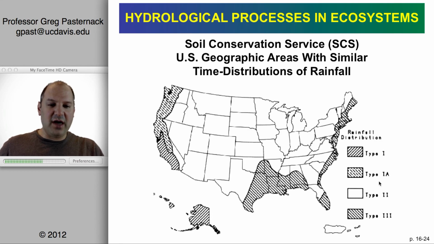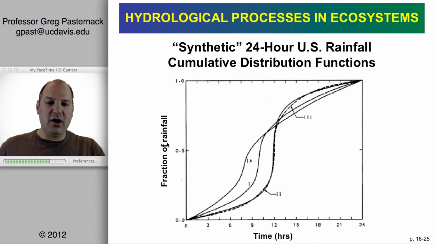That basically across the United States, there are 4 different types of rainfall distributions through time. And you can see the vast majority of the United States falls into a type 2 category, where we are in the Central Valley falls into a type 1, and the Sierras have a type 1A. So what does that mean? Well, this shows the cumulative distribution function.